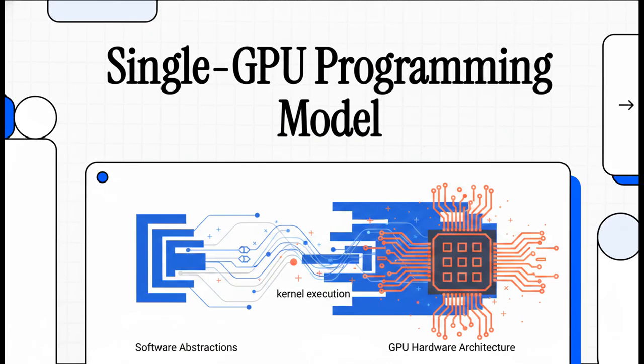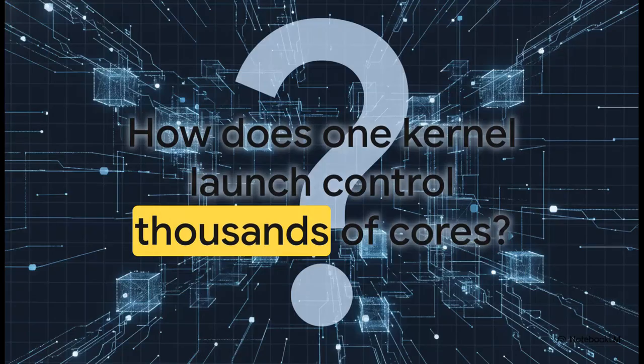Welcome to this explainer. Look, if you're writing CUDA or working with GPUs, you need a mental model that bridges your software abstractions directly to the underlying hardware architecture. No guessing. That's exactly what we're going to build today. Think about it. How does a single kernel launch seamlessly control thousands of microscopic physical cores? To write truly high-performance code, we really need to know what's happening down at the silicon level.